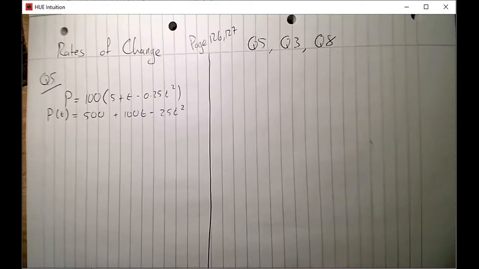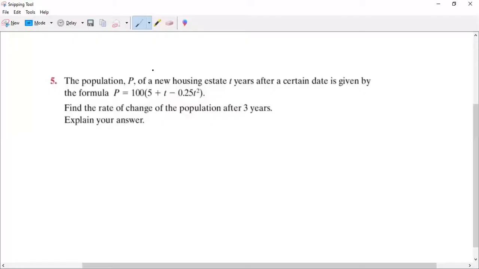Question 5 asks us: the population of a new housing estate 2 years after a certain date is given by this formula here. Find the rate of change. Okay, anytime you see that rate of change, think dy/dx. That's a really important word. You're going to see it an awful lot in this exercise. But in general, that's dy/dx, or the derivative. Find the rate of change of the population after 3 years, and explain your answer.